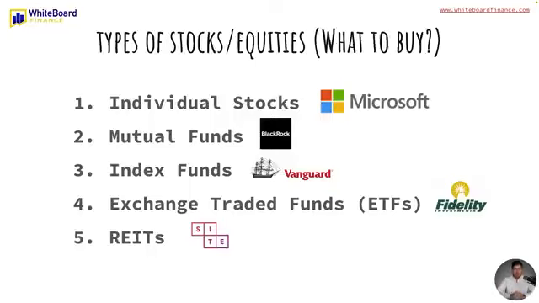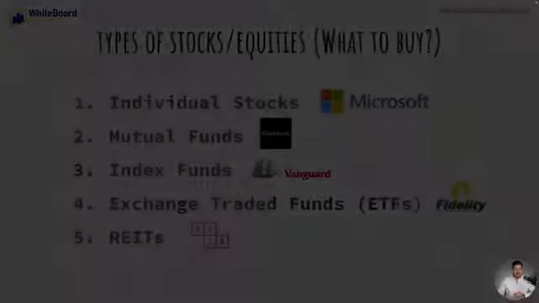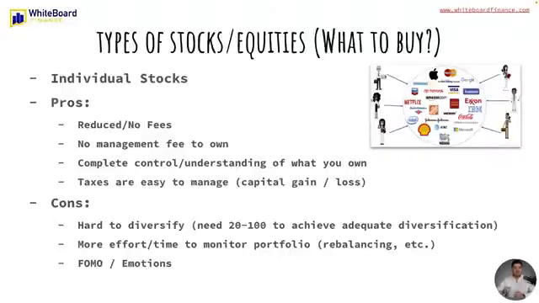Number 2 are mutual funds, such as BlackRock, which we'll break down further later in this presentation. Number 3 is index funds, which are offered by Vanguard and many other brokerages out there. Then we have exchange-traded funds, which are ETFs provided by Fidelity and Vanguard and a bunch of different funds out there. And then also REITs. This stands for Real Estate Investment Trust, which we'll break down in a little bit. So let's dig into types of stocks.